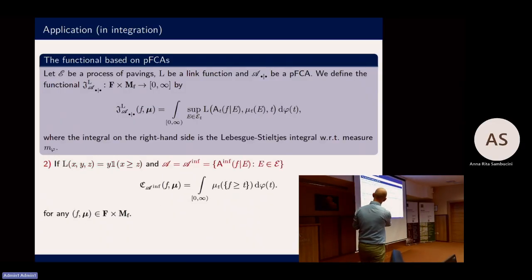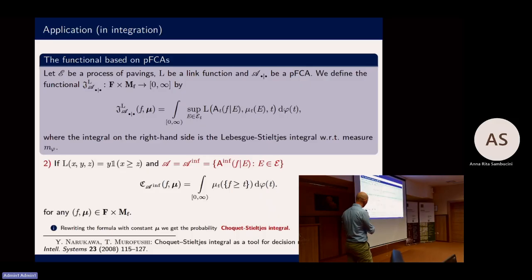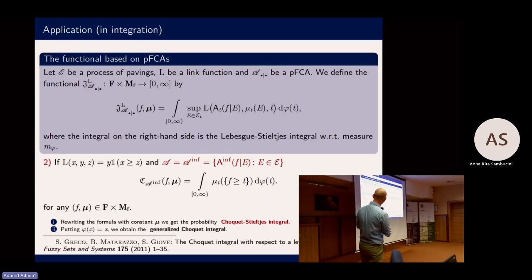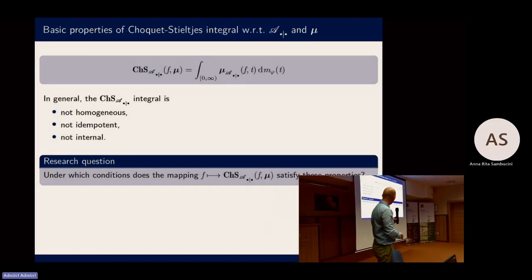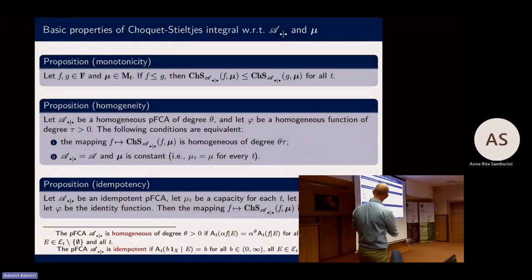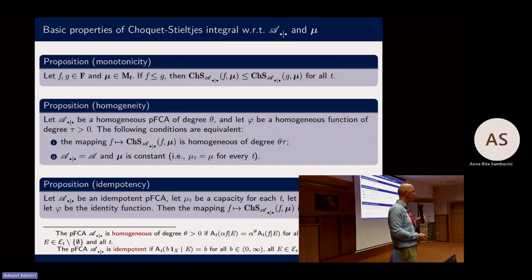If we replace the L function with such things and the infimum operator, then we get the standard level-dependent Choquet integral of Greco, Narukawa and Murofushi, and we can continue trying to understand the properties of such a strange functional. There are some which I will not comment on because this is work in progress, and we would like to find a characterization of each property related to properties of all the ingredients included here.